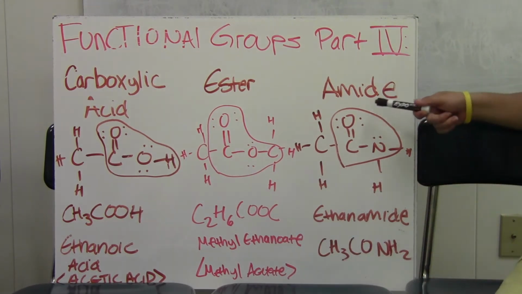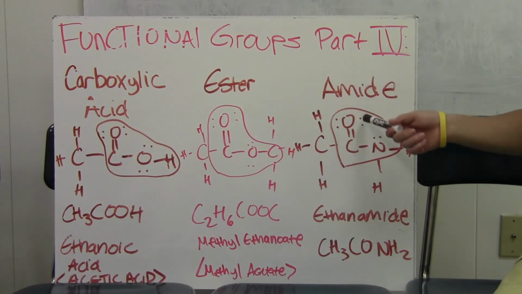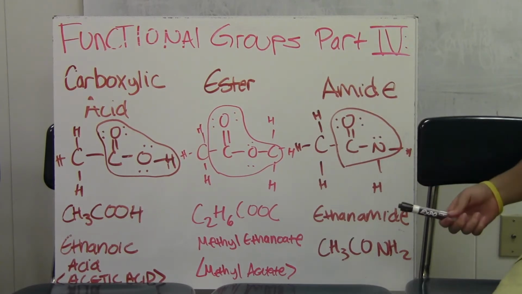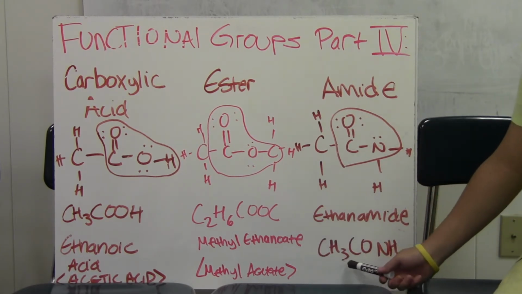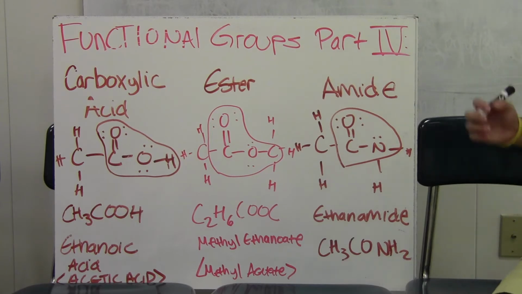And then finally we have the amide, which is C double bonded to an O, bonded again to an N. This particular one is called ethanamide, which is CH3CONH2.